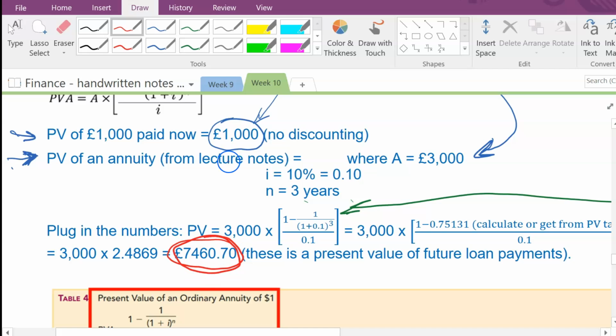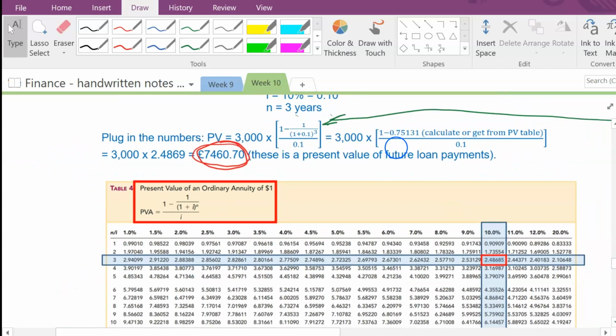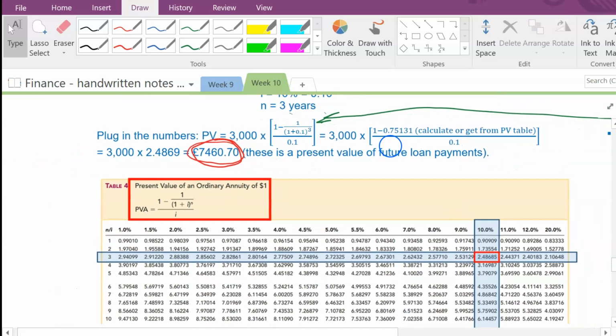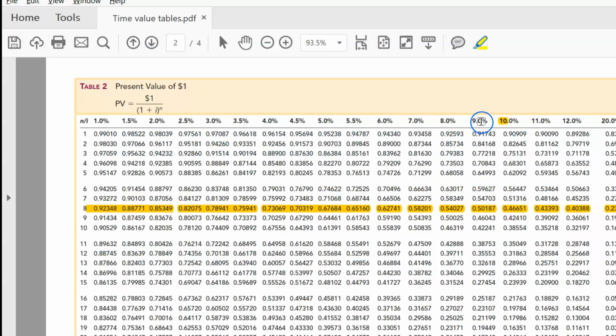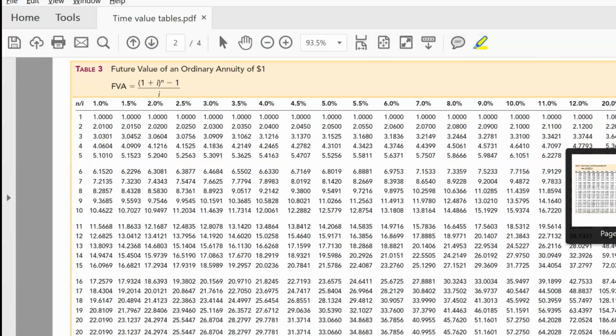How do we find this in a table? There is another table, the present value of an ordinary annuity. If I go back to my whole set of tables, this is table 3 or 4. Let me just go back.